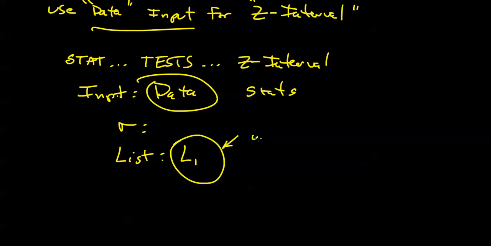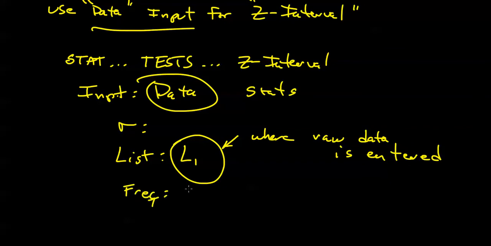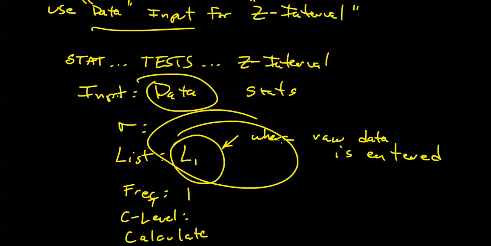Let me write this down. This is where the raw data is entered, and L1 should be fine. It then says a frequency selection, just leave it at 1. Hopefully the default is 1. And then, of course, they'll prompt us for a confidence level and then a calculate operator when all these things are entered. Alright, so the first thing we should do really is enter our raw data into list L1 and then call up the z-interval command.